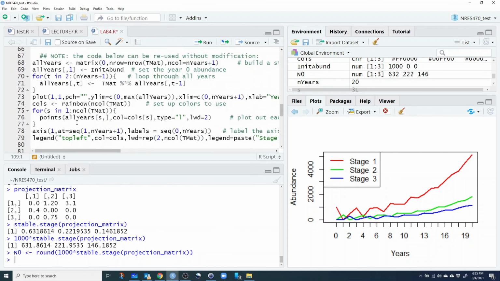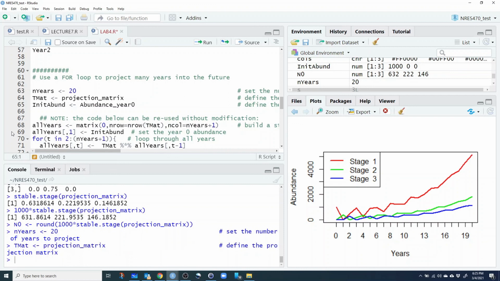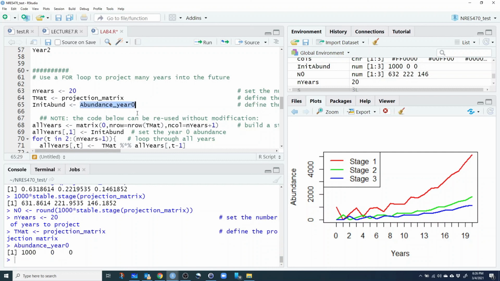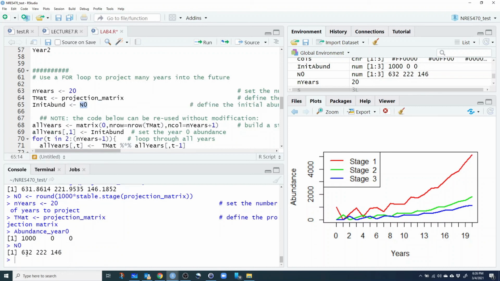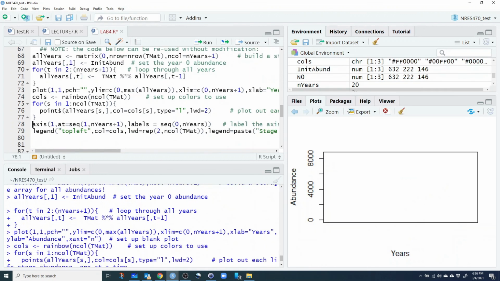Now, if we want to go back to this code, let's initialize. We're going to use the same projection matrix, but instead of initializing the abundance using this, which is all initialized in the first age class, let's use this new n0 that we made. This is at stable age distribution, right? So the correct proportion of stage 1, stage 2, and stage 3. Make that the initial abundance, and then just plot this out.